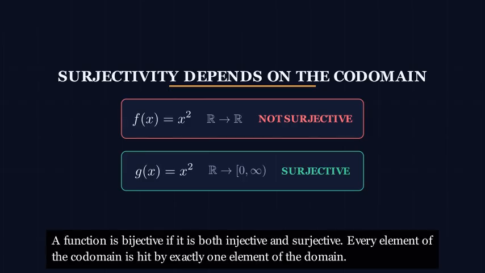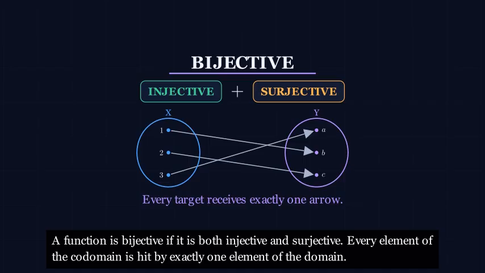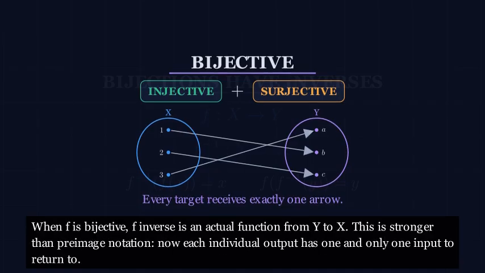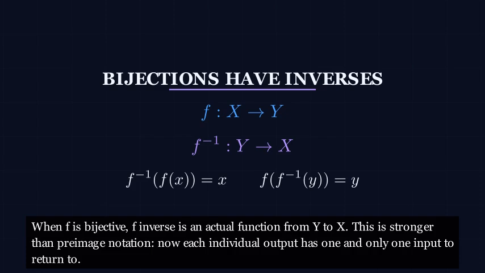Different answer. A function is bijective if it is both injective and surjective. Every element of the codomain is hit by exactly one element of the domain. A bijection pairs the two sets perfectly and therefore has an inverse function. The inverse sends each output back to its unique input, with no committee meeting required. When f is bijective, f inverse is an actual function from Y to X. This is stronger than preimage notation. Now each individual output has one and only one input to return to.